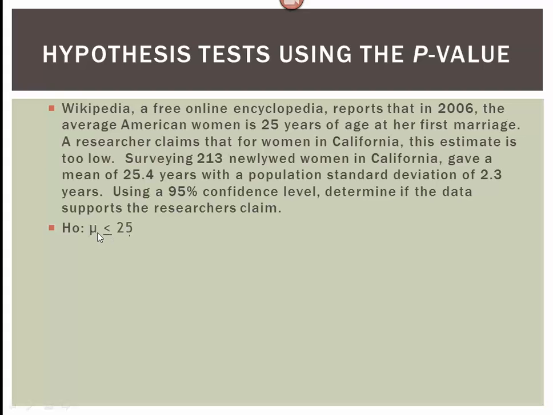So in this case, we would actually have an equals here. The mean of the population of women, the mean age, is assumed to be 25 unless we can prove otherwise. But looking up at the wording, we notice that the researcher claims that for women in California, the estimate is too low, meaning she believes that women in California have a higher age when they first get married. And so that is a greater than statement, so we would say mu is greater than 25.